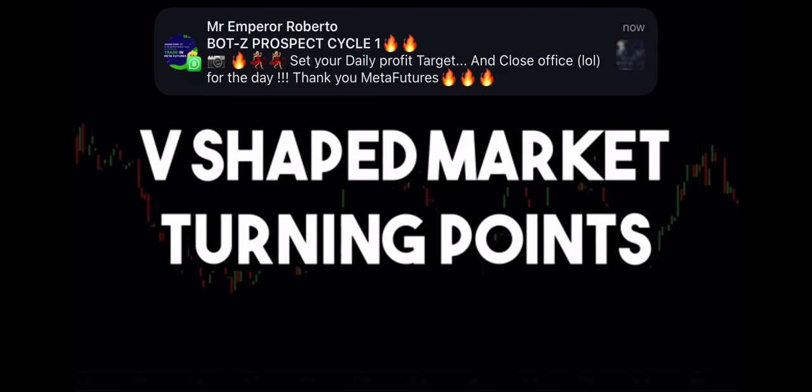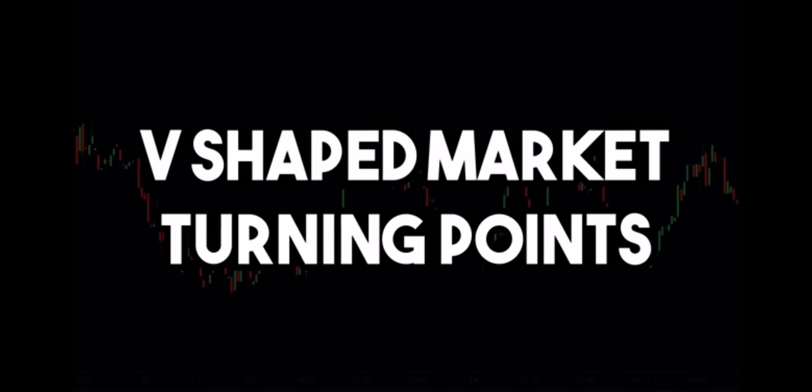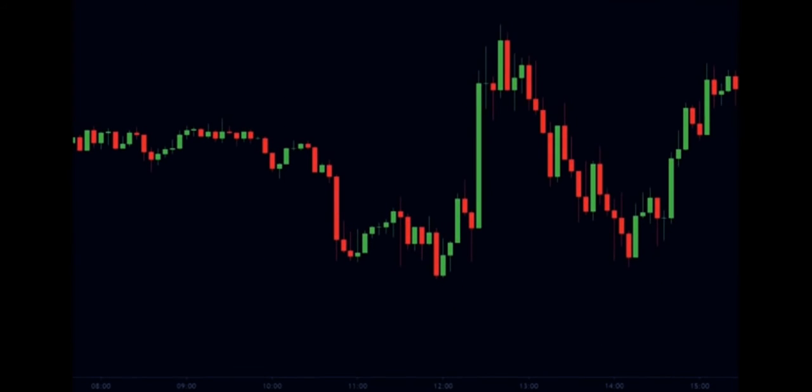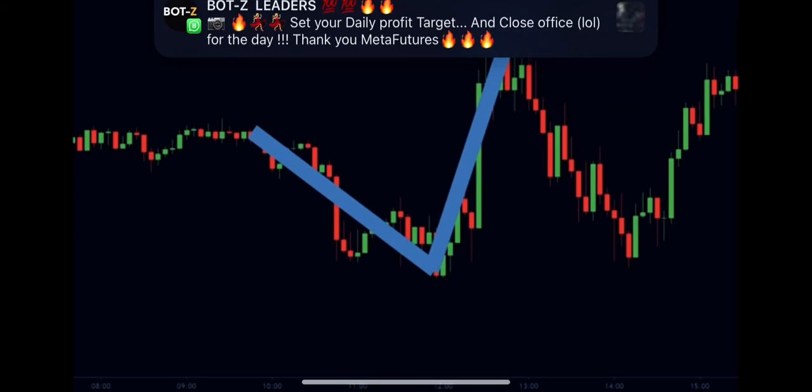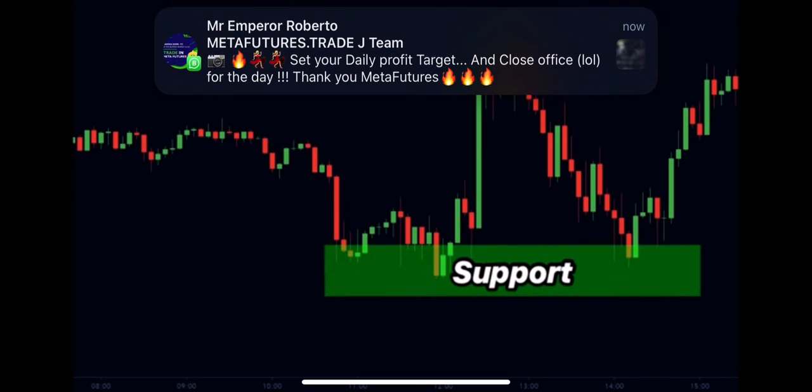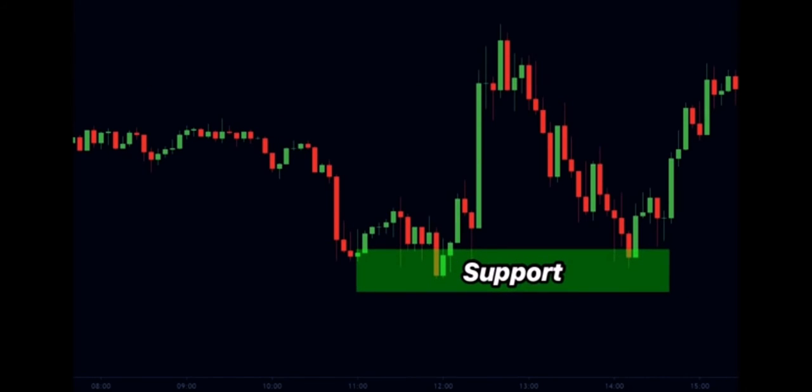That means, we are looking for V-shaped market turning points. So on this chart, we see a V-shaped turning point in the market, and we plot a support level here. And as you can see, the price tested the same level, and the level gave support to the price.